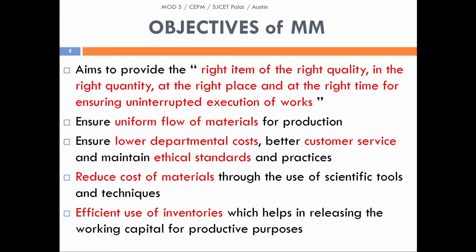The fourth one, reduce cost of materials through the use of scientific tools and techniques. So this means that we have to clearly identify which are the critical materials which have to be taken care of. There may be many materials in a site, of which very few, say 1 or 2, may be critical.